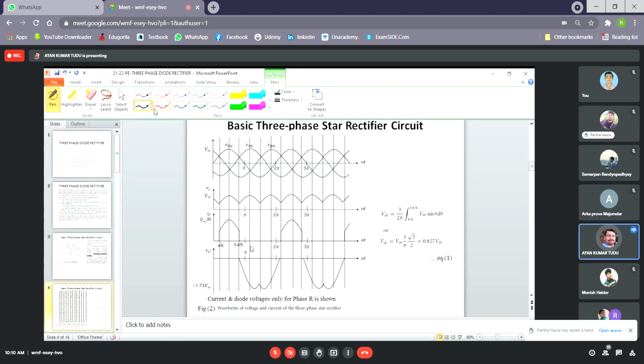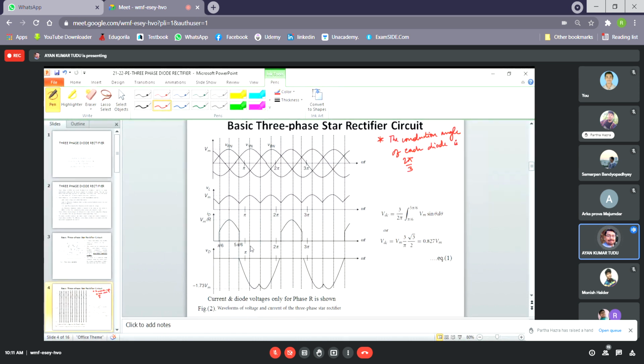It is very clear that the conduction angle of each diode is 2 pi by 3. What was the conduction angle for a single phase rectifier circuit? If you recollect, it was pi. But here the conduction angle of each diode is 2 pi by 3 instead of pi.